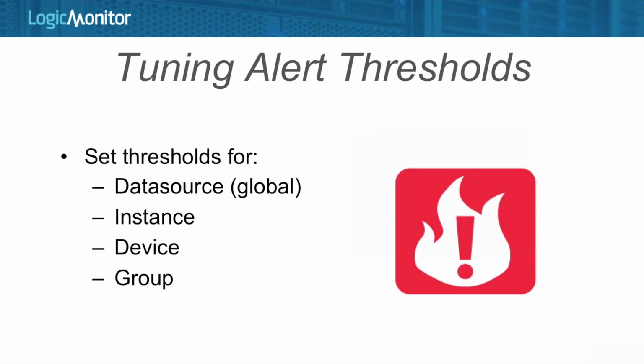So as I mentioned, LogicMonitor has pre-configured default thresholds, so alerts will be triggered right out of the box. Now you may want to adjust thresholds to better fit your use case. So you can customize alert thresholds at the instance level, the data source level, the device level, or the group level. And changes made at a narrower level will override any changes made at a broader level.